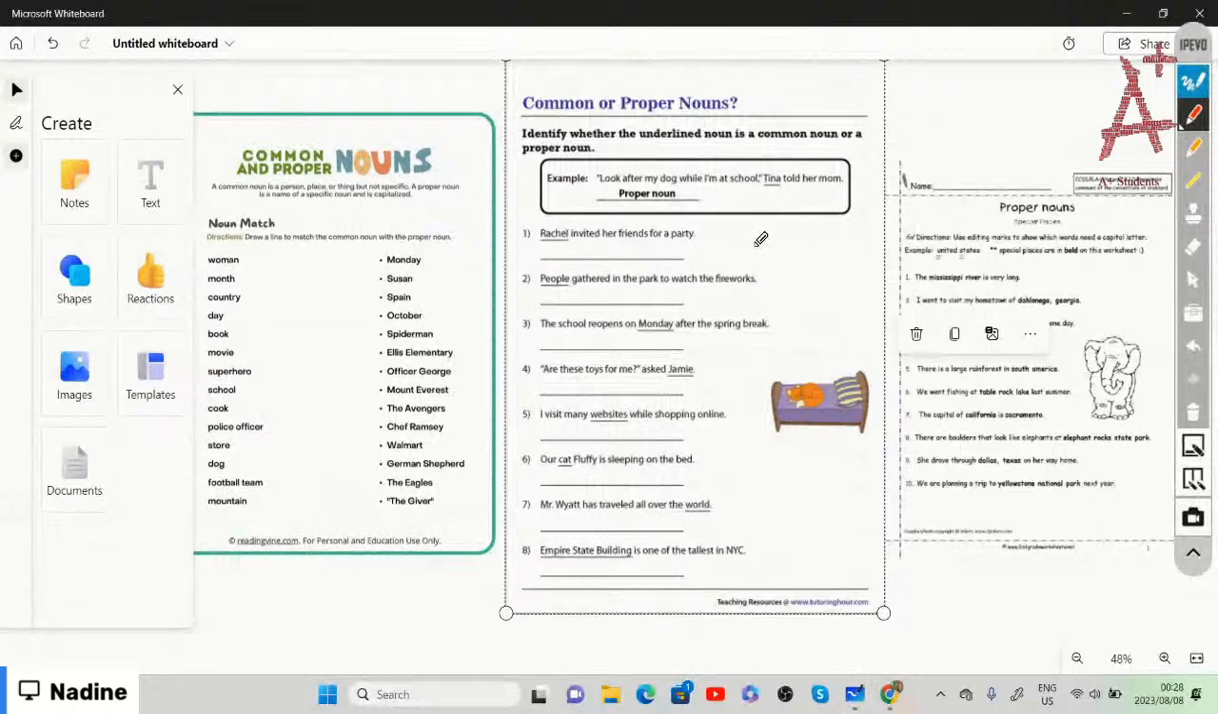"Rachel invited her friends for a party." So Rachel is underlined, which means that Rachel is a proper noun because it is the name of a person. "People gathered in the park to watch the fireworks." People, if they're just talking about random people, then we are going to say this is a common noun.